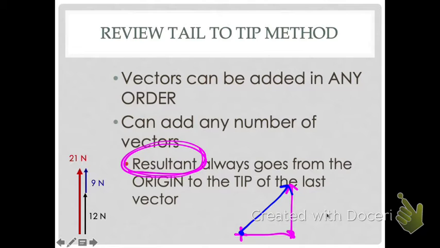So in this example here, which one of them is my resultant vector? The red, blue, or black? Red, right? We've got a 12 Newton vector that's going north, 9 Newton vector that's going north, and then our red one goes from the origin to the tip of the last vector. So the red one in that case would be our resultant vector. Okay? Sometimes resultant vectors are extremely simplistic, like that example, and sometimes they have to go a long way, right? They go a long way at an angle.